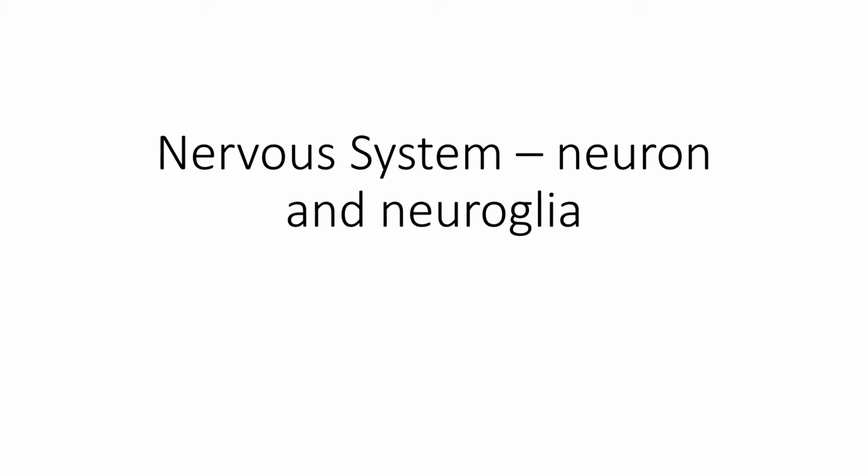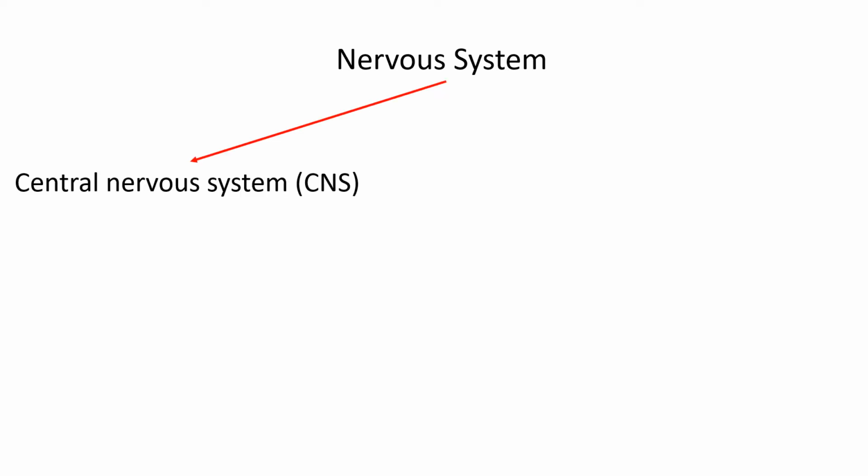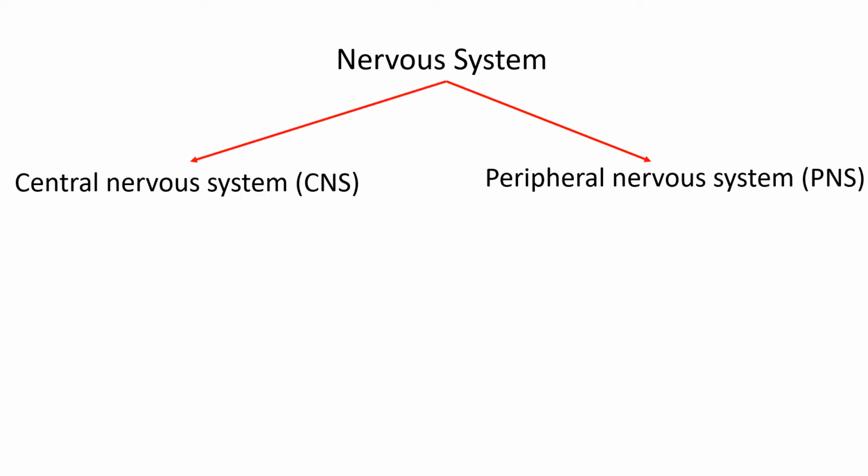Hi, in this video, I will introduce you to the nervous system. Specifically, I will cover structure and function of the nerve cells and glial cells. Based on anatomy, the nervous system can be divided into two major areas, central nervous system and the peripheral nervous system.